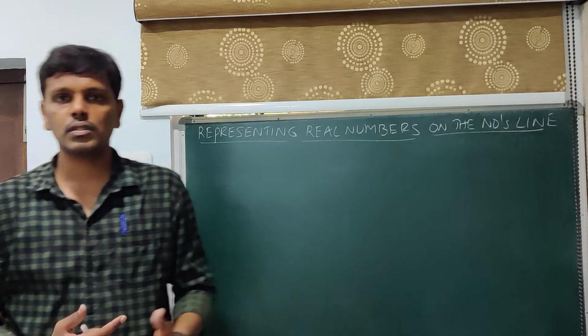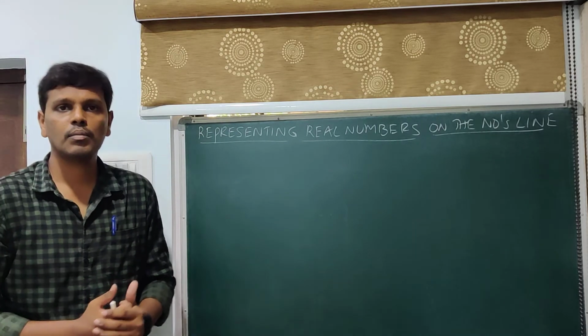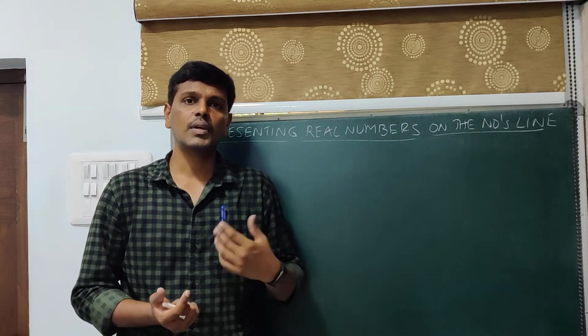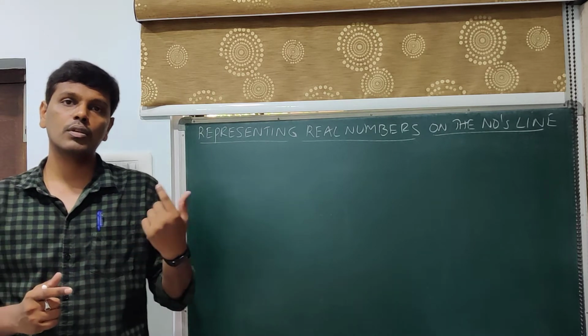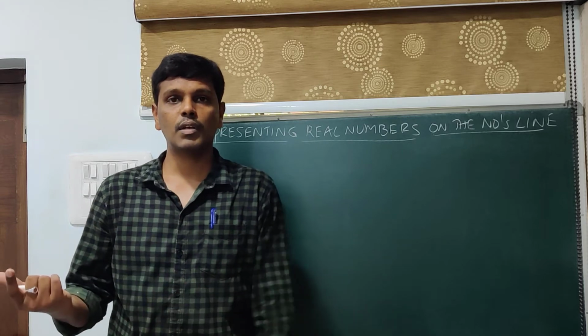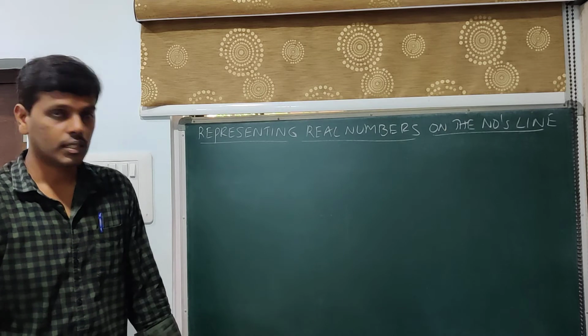So these are the two cases which we are going to discuss. One is representing irrational numbers on the number line, which we have not discussed till now. The other one is representing rational numbers in their decimal expansions. We have already learned how to represent rational numbers on a number line when they are in p by q form. If they are in decimal form, how to represent them on the number line. That is what we are going to discuss today.